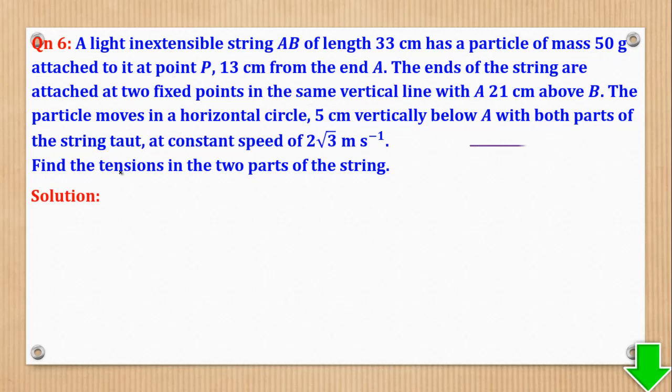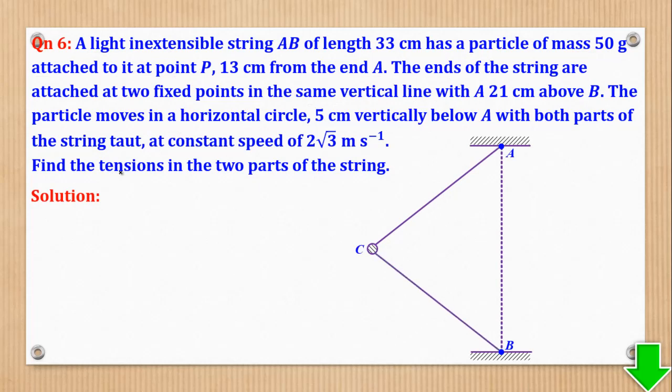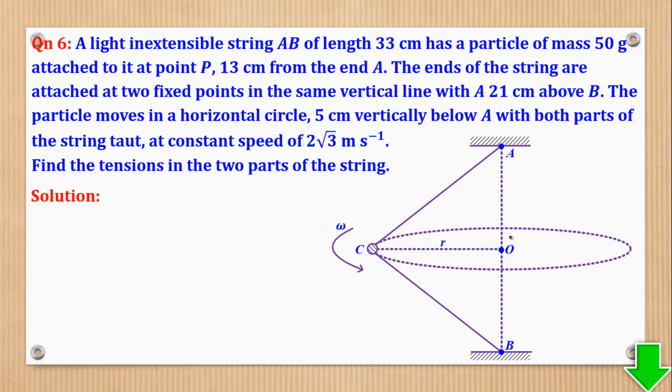So here we shall need to make a sketch. There are 2 points, point A and point B, and those points are 21 centimeters apart. Then the particle, when it's making a horizontal circle, is at this point. That will be the motion, and this horizontal circle will be that, with center O. This will be the radius, inclination of the first string, inclination of the second string. Now attached means these are two different strings, therefore the tensions will be different.